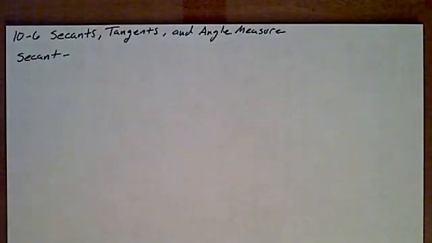All right, today we're going to look at 10.6, that is secants, tangents, and angle measure. And this is going to be arguably the second hardest section of the chapter. 10.7 is probably going to be a little bit tougher. And then we're going to end with 10.8, which I think might be one of the easiest sections of the chapter.